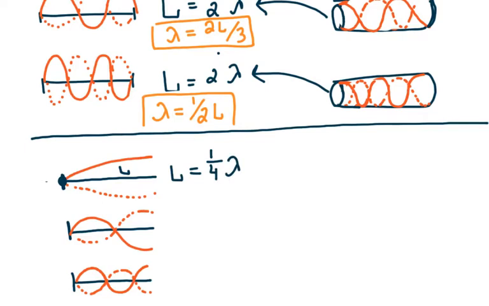Then for the next one, what I see is I'm missing this part. So I have 1/4, 2/4, 3/4, but I'm missing the 4/4. So what I see in this case is L is equal to 3/4 of the wavelength. And then for the last one, let's see how many quarters I have. 1/4, 2/4, 3 quarters, 4 quarters, I have 5 quarters. So I have 5 quarters of the wavelength.